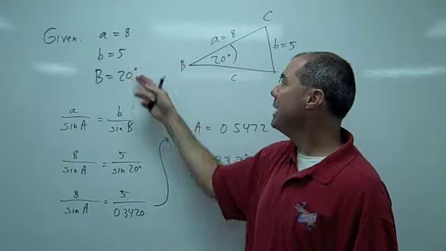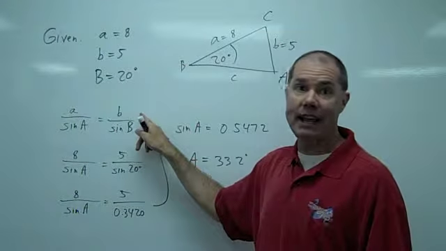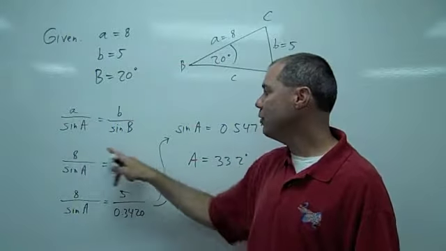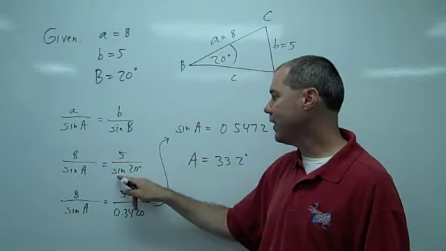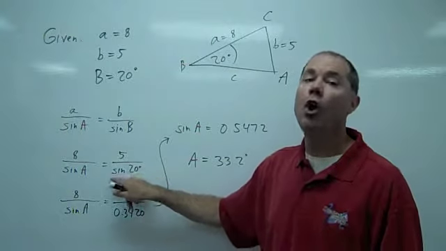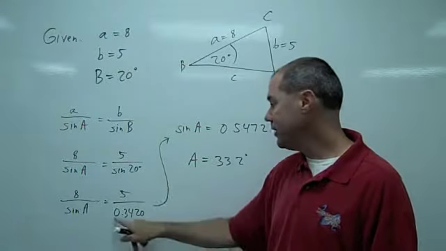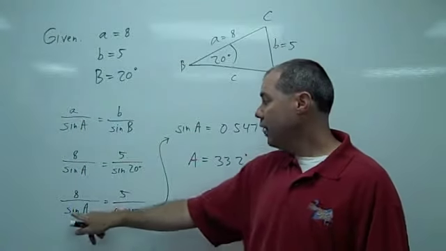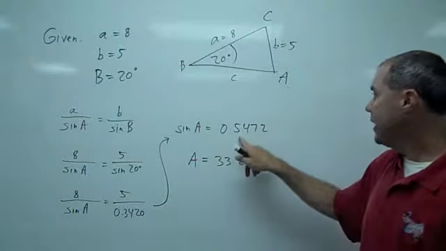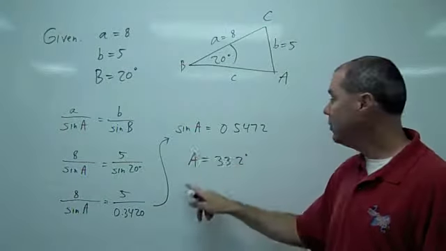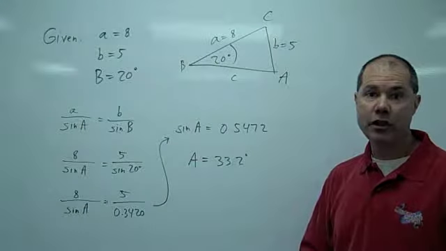Since we're given a, b, and B, we're going to use a over sine A is b over sine B. Substituting everything in, you obtain 8 over sine A is 5 over sine of 20 degrees, because angle B is 20 degrees. When you do the sine of 20 degrees, you get 0.3420. Solving this proportion for the sine of A obtains 0.5472. When you do the inverse sine, you get A is 33.2 degrees.